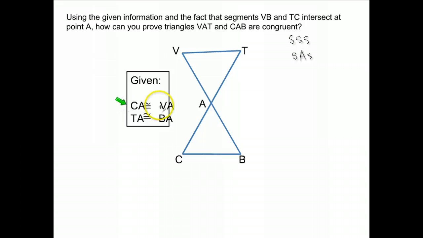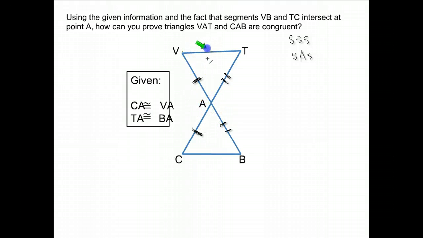So let's mark our given information. This says CA is congruent to VA. So the line from C to A, put a mark on it, is congruent to the line from V to A. Put a mark. That tells me those two are congruent. Next, TA, so the line from T to A, I'm going to put 2 marks here because I don't necessarily know they're congruent to that other pair, is congruent to BA, the line from B to A. So I put 2 marks there. That tells me those two are the same.